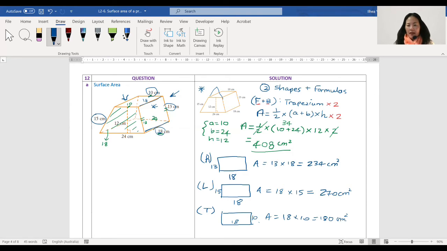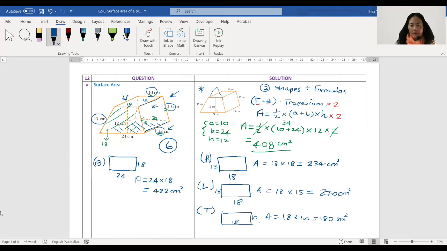Okay. Now, next one, my base, my bottom face. If I sketch that, it'll be 24 on the front, and on the side is 18. So my area for the bottom face rectangle is 24 times 18, which is 432 square centimeters. 6 faces, right? So let's check. We got 2 here. 1, 2, 3, 4, 5, 6. So we got 6 faces.